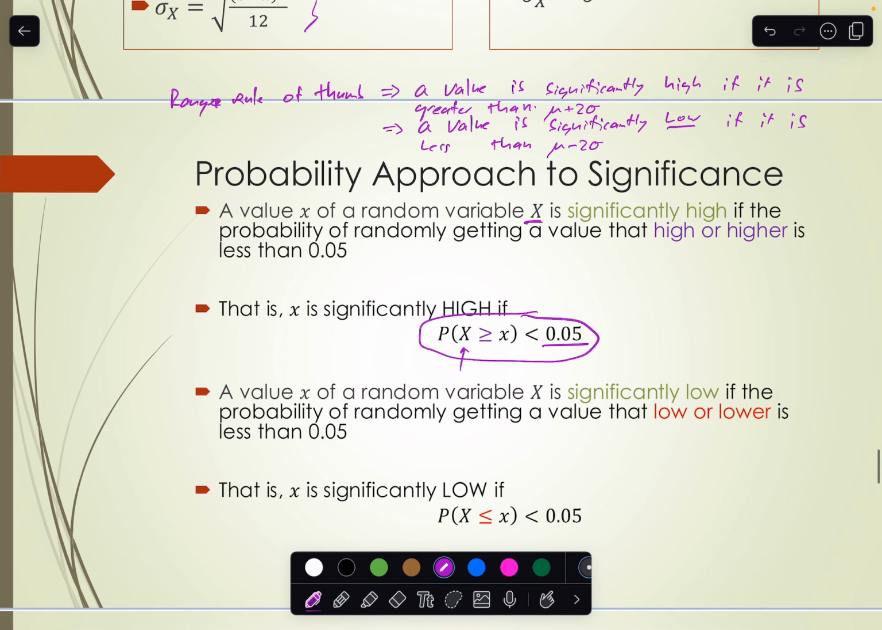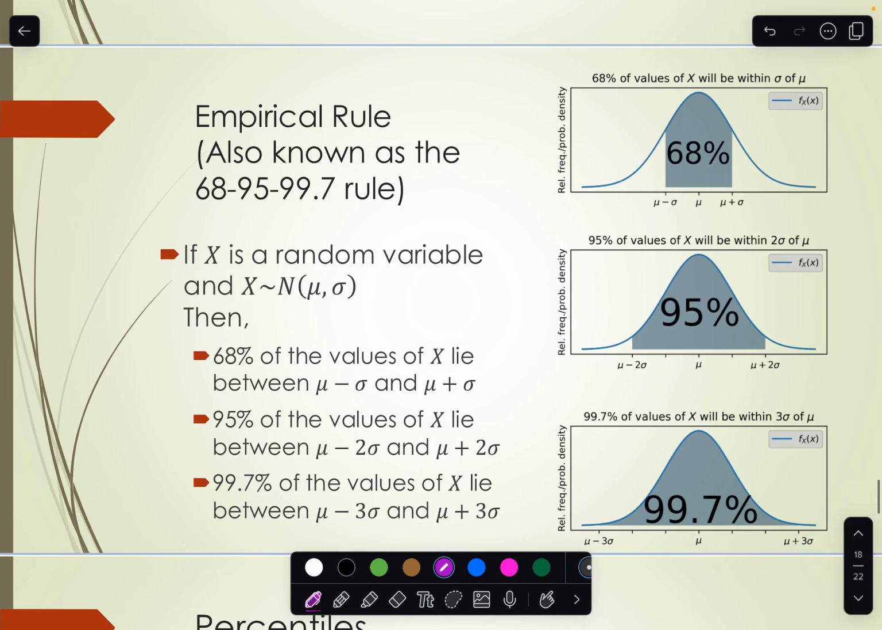Likewise, a value x of a random variable capital X is significantly low if the probability of getting a value that low or lower is less than 0.05. Okay, now I would just like to mention the empirical rule, also known as the 68, 95, 99.7 rule.